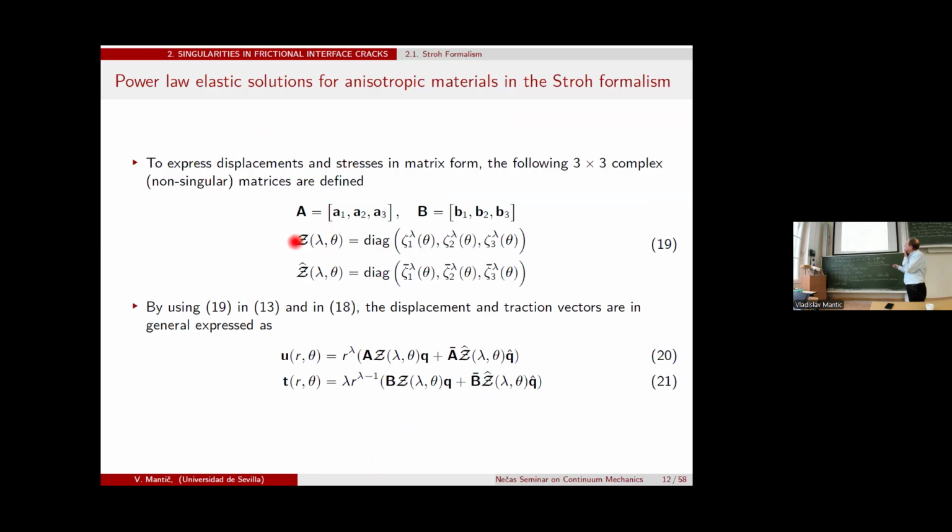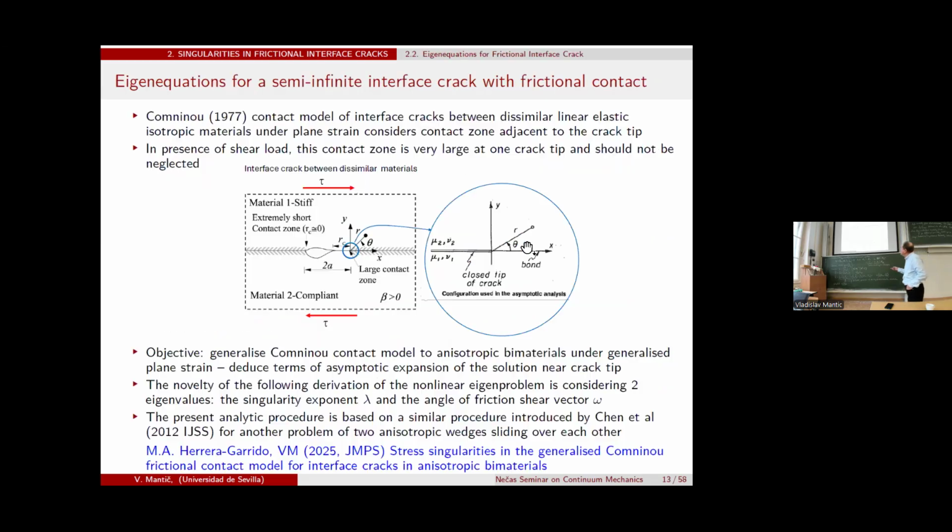So it is possible if we define 3 times 3 complex-valued matrices A and B, which are defined by elastic material parameters, and also 3 times 3 diagonal matrices Z and Z hat as a function of the dimensionless functions zeta 1, zeta 2, and zeta 3. We can obtain a general power law expression for displacement and traction near any singular point in this form using these matrices, which is very convenient. We will use it in the next slide.